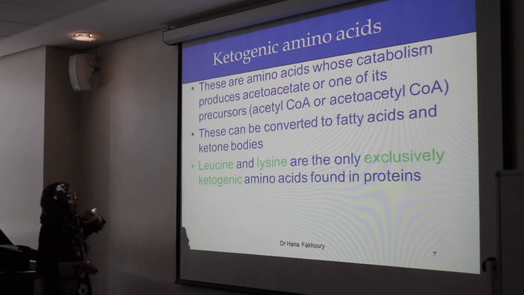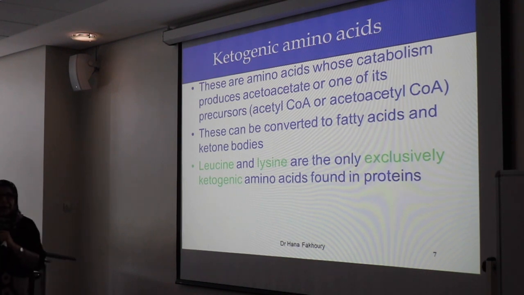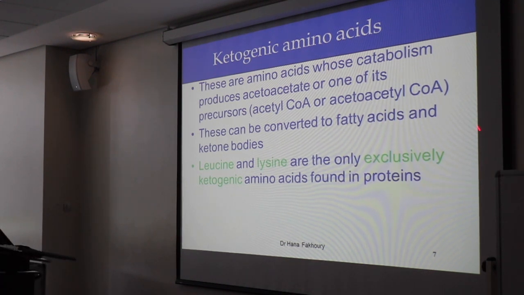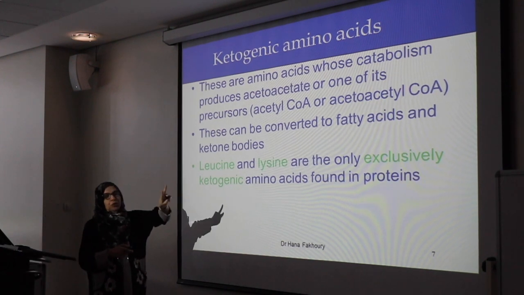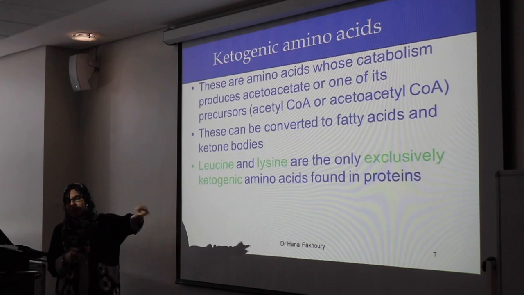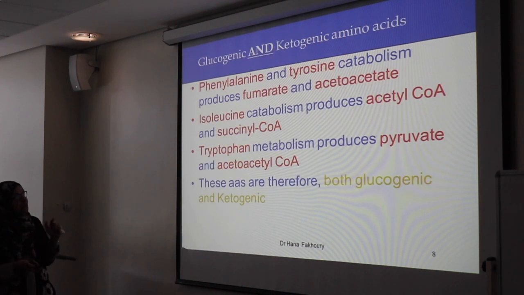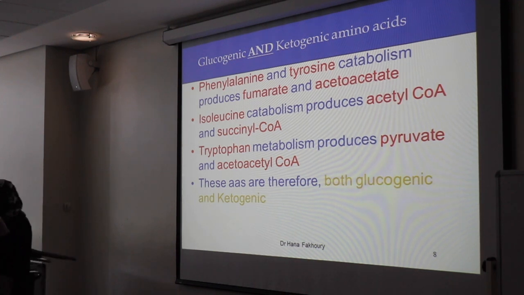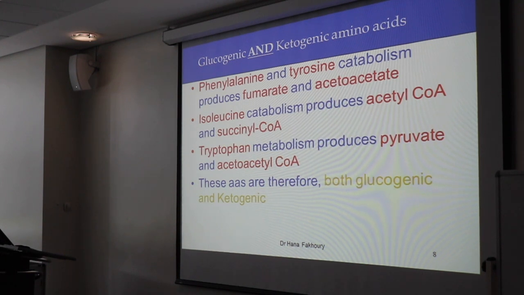What about ketogenic? They will give me acetoacetate or one of its precursors. So these can be used to make fatty acids and ketones, but not glucose. So we classify them as ketogenic. And it turns out that we only have 2 amino acids which are exclusively ketogenic, and these are leucine and lysine. They made life easy for you. You can easily remember that the 2 L's, leucine and lysine, are K, ketogenic. So KL, it's very easy to remember.